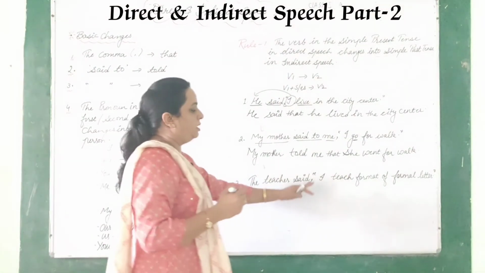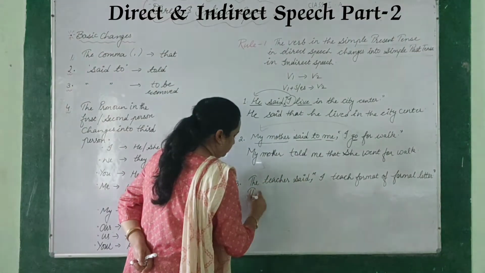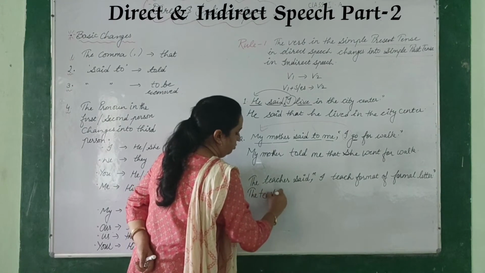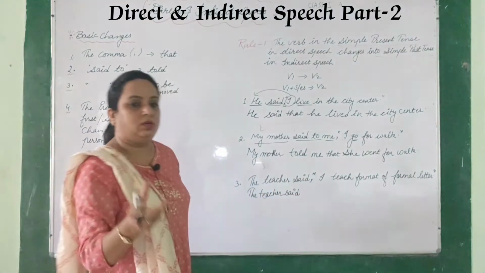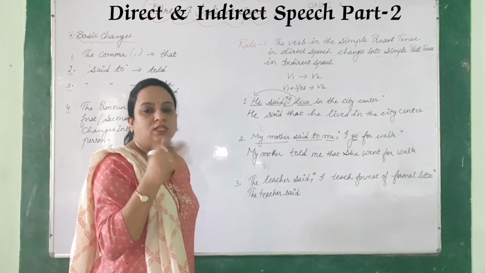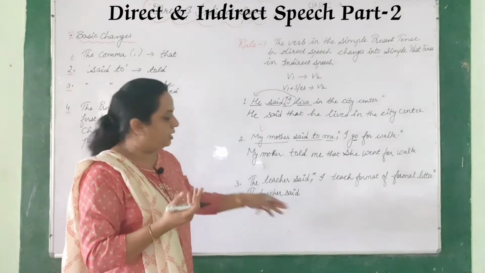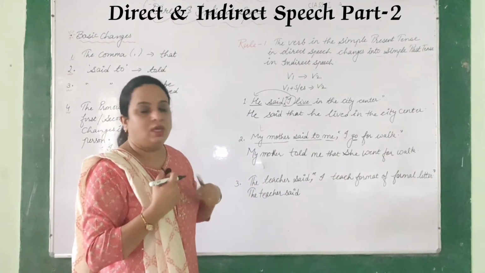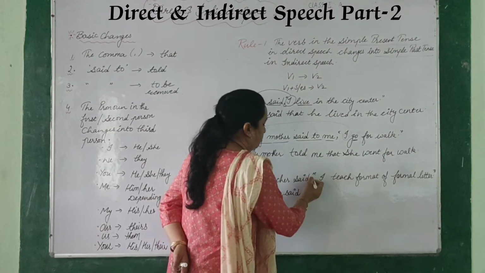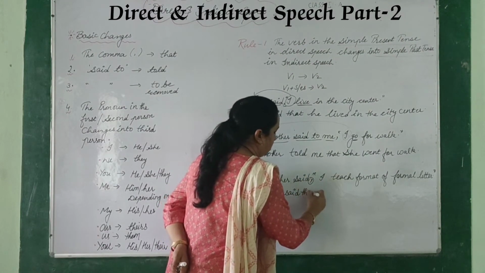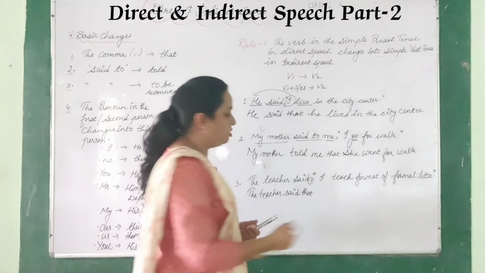Let's learn the third one also. The teacher said, commas, I teach format of formal letter. So here the teacher, it is not said to, so we will write down said only, right? And when it is not given, said to whom, so we actually suppose, like in mathematics we do let the number is equals to this. So here we let the other subject as me. Okay, so the teacher said, commas we have to change into that, inverted commas we have to remove, and this I we have to change into he or she.